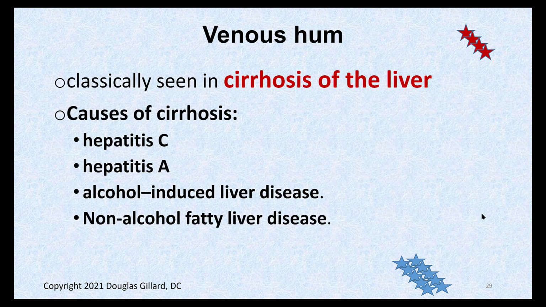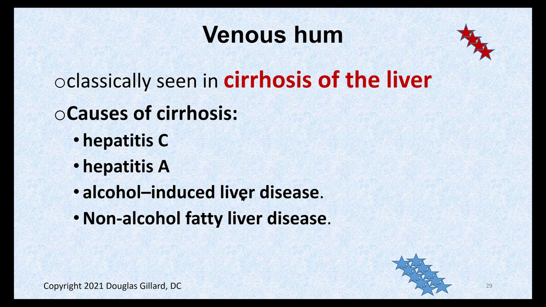Classically indicates cirrhosis of the liver. What is cirrhosis of the liver? That is a general term which means liver destruction. Basically, the cells of the liver are scarring up and no longer working. There's many different causes of it. The causes that cause a venous hum are hepatitis A, C, like the AC, or California, CA. Shouldn't miss that, right? California.